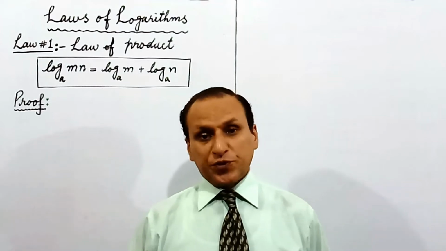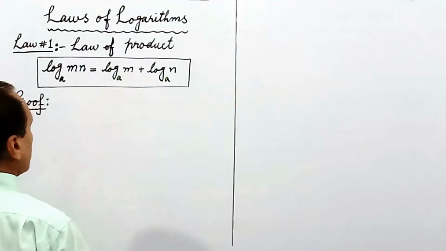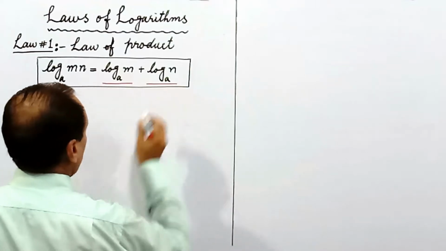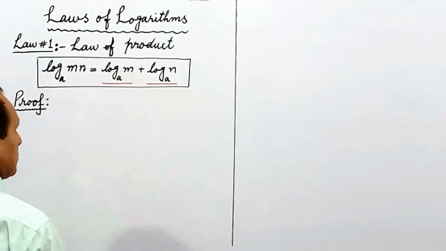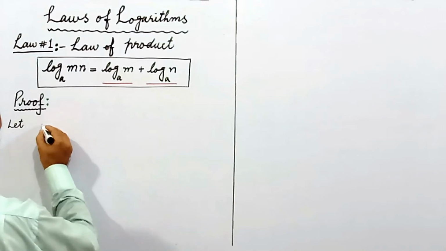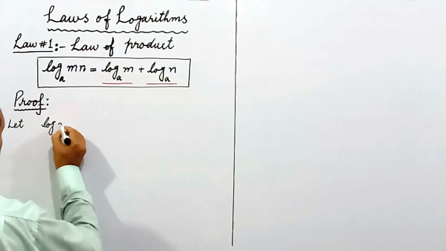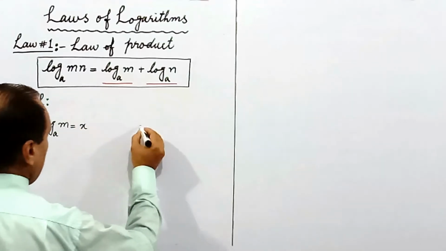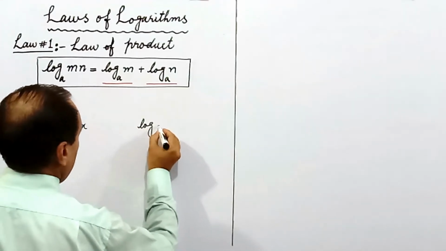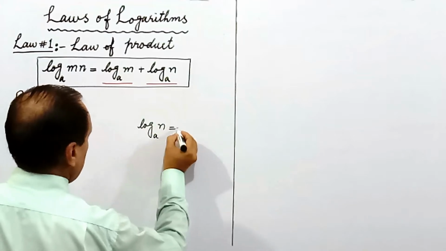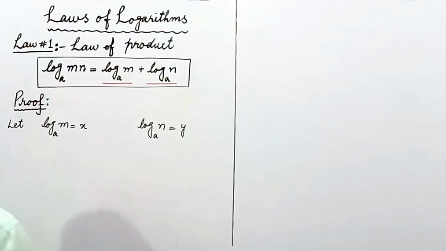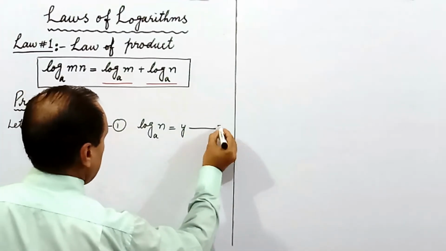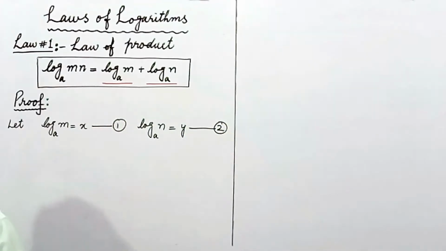Let's prove the first law. To prove this law, we let these two values equal to two different variables. Let log m to the base a is equal to x and log n to the base a is equal to y. We name this equation 1 and this equation as equation number 2 for reference.